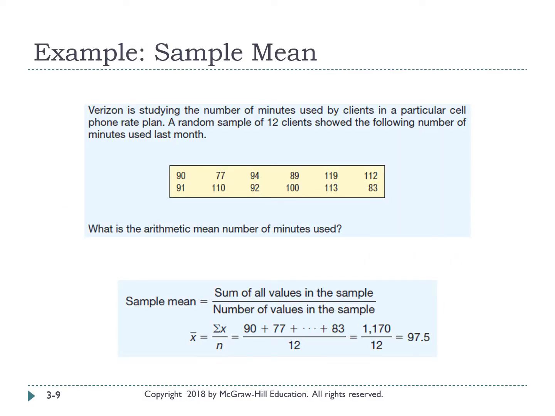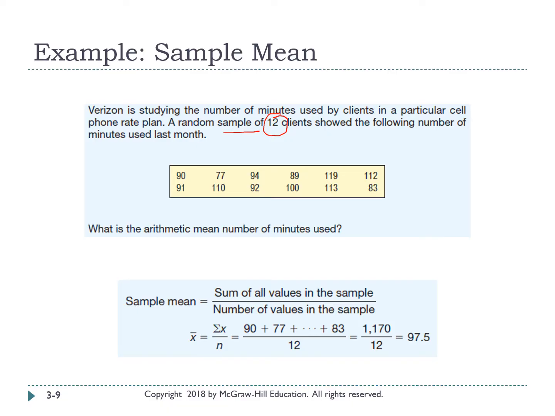Let's look at an example of how to compute the sample mean. If you know how to compute the population mean, it is easy to compute the sample mean, because the formulas are very similar or exactly the same. Verizon is studying the number of minutes used by clients in a particular cell phone rate plan, a random sample of 12 clients. Remember, this is your sample. The sample of 12 clients showed the following number of minutes used last month: 90, 77 until 83. So you have 12 clients here.